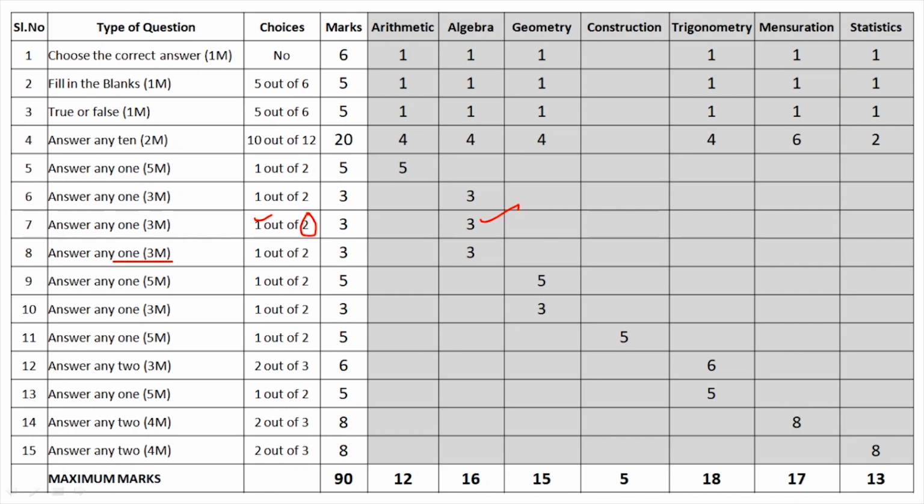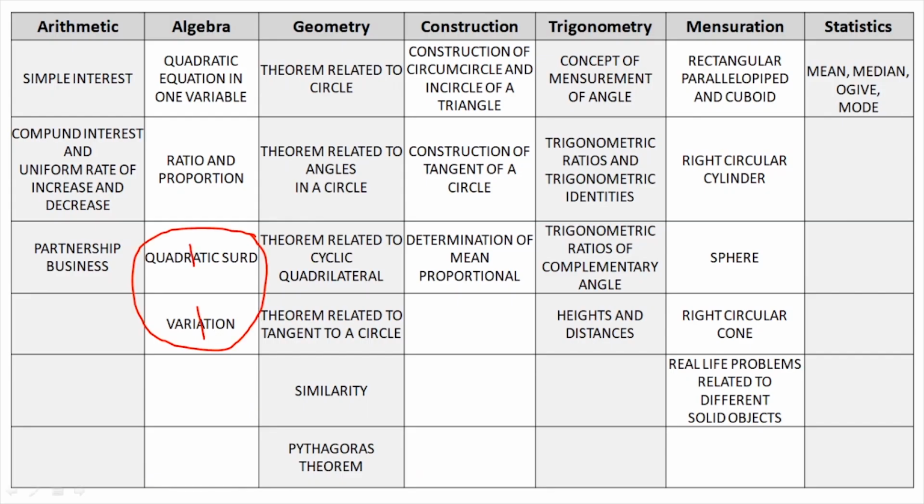Okay, there will be 2 questions and you have to do one, and it will contain 3 marks, and this will be from ratio and proportion. There will be 2 questions. So question number 6 will be from quadratic equation in one variable. Question number 7 will be from quadratic surds and variation, one each, and question number 8 will be from ratio and proportion. 2 questions will be from ratio and proportion, you have to do one. So these are the chapters involved in question numbers 6, 7 and 8.